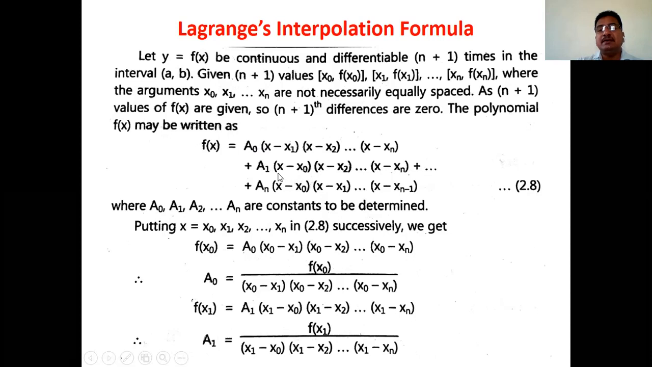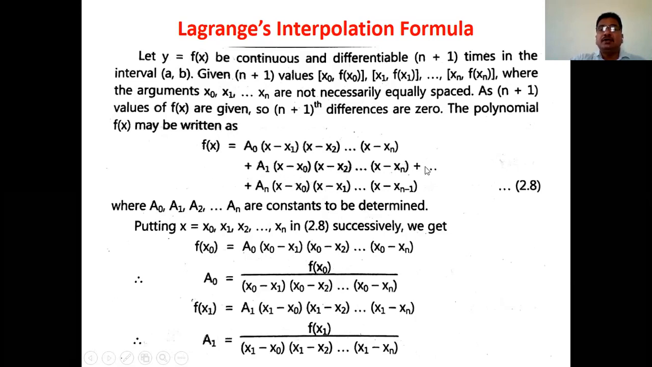Similarly, what is the next term? If you write the next term, a2, what is the coefficient of a2? It is (x − x0)(x − x1)(x − x3)... That is, (x − x2) is not in the coefficient of a2. In this way, the coefficient of a3 does not contain (x − x3). And in this way, what is the coefficient of an? Delete this (x − xn) term. The coefficient is (x − x0)(x − x1)...(x − xn−1). That is, (x − xn) is not in the coefficient of an. So this is f(x). So write this f(x).